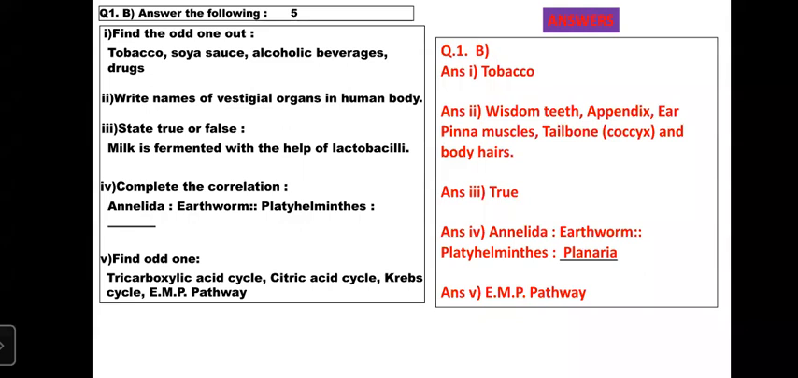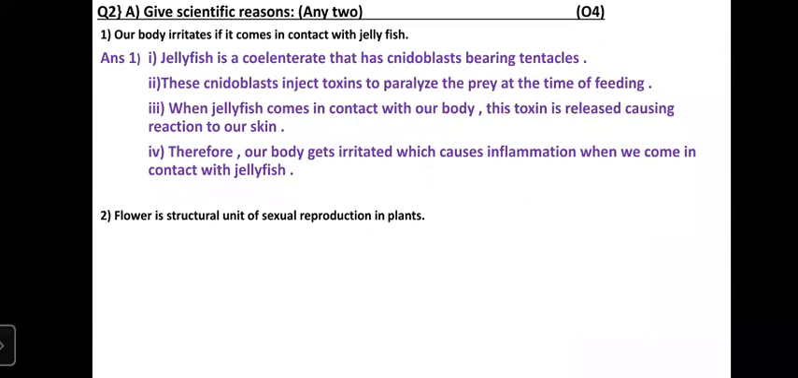So you have covered here 10 marks. Easily you can get your 10 marks for your objective questions. Question number 2 is give scientific reason. Question number 2A, give scientific reason. Here 3 give reasons are asked and you have to attempt any 2 for 4 marks. That means each give reason carries 2 marks.